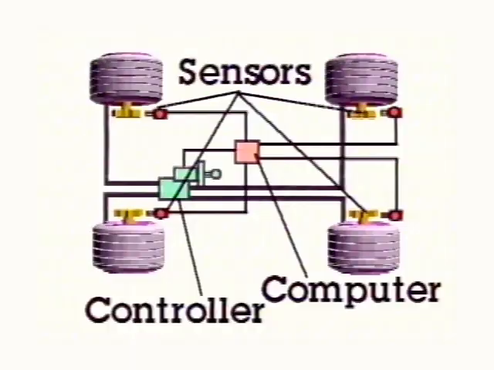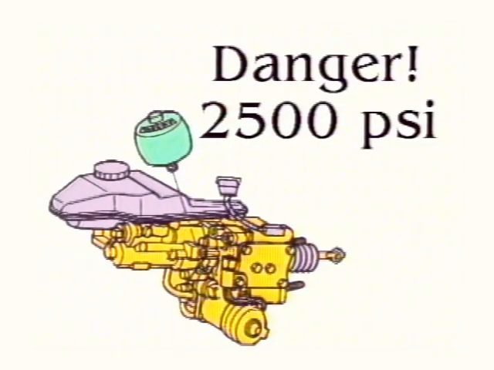Danger: some anti-lock brake systems operate on over 2,500 psi. Bleed this super high pressure by pumping the brake pedal several times with the engine off. Then it should be safe to work without injury.